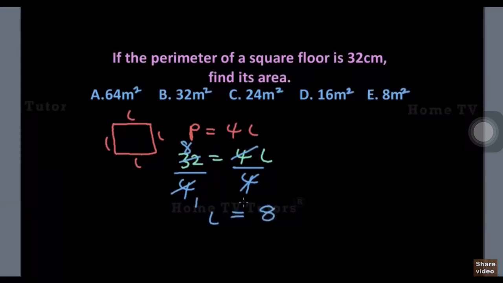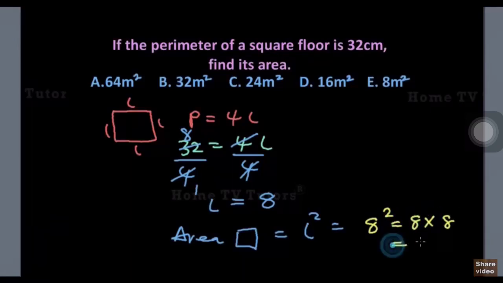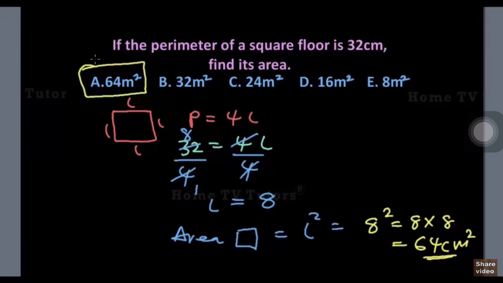Now, if the length is 8, how do we get the area? The formula will be L squared. L in this question is 8. So 8 squared is 8 times 8, which gives us 64 centimeters squared. So that is option A, 64 meter square.